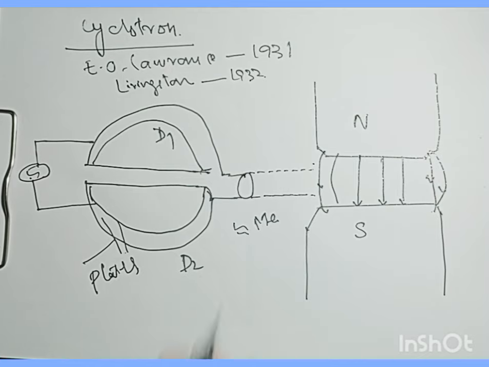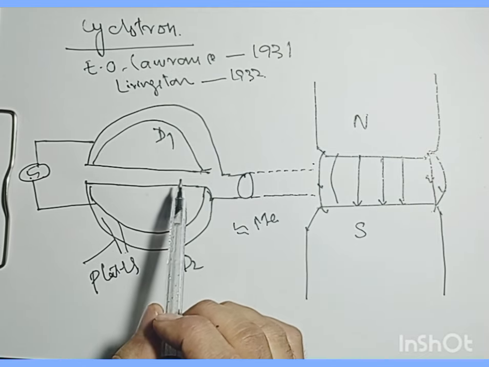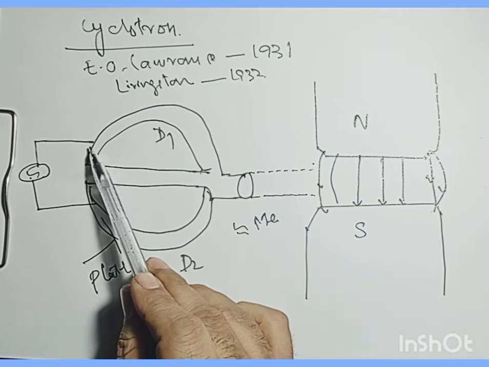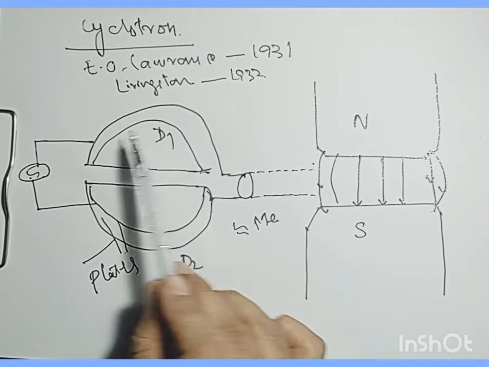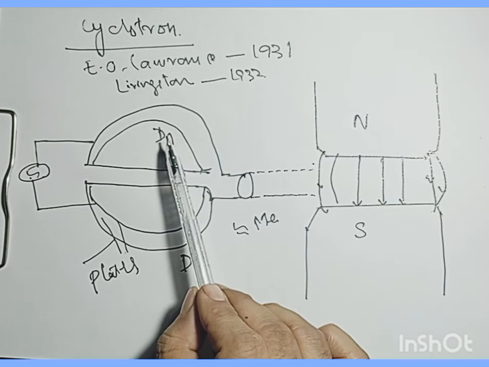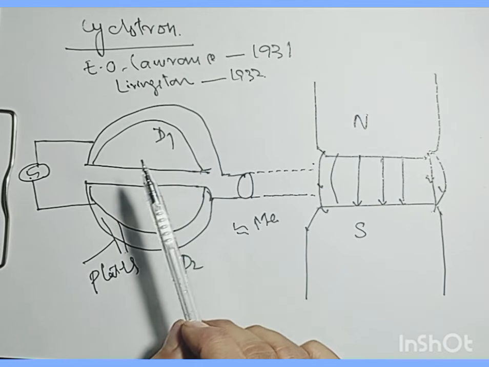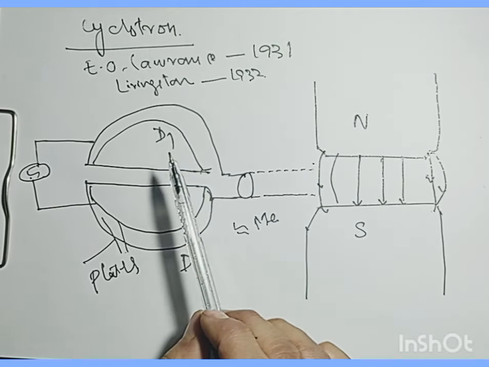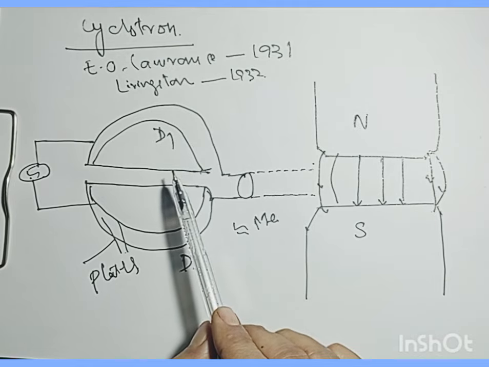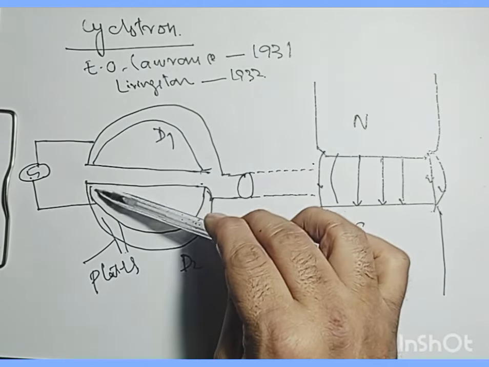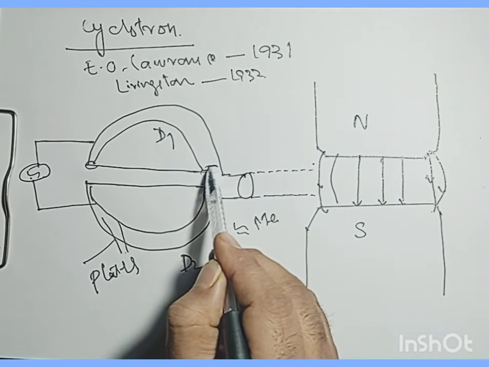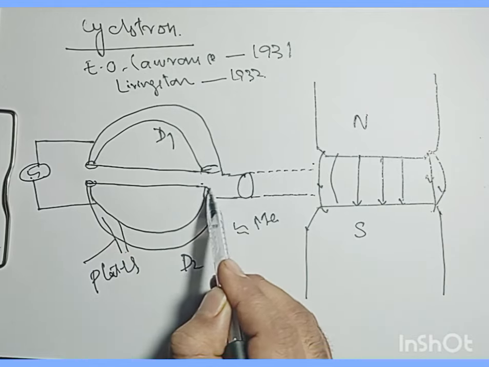Now, in its simplest form, the apparatus consists of two flat semicircular metal boxes. So this is a flat metal box. It's semicircular. We call them Ds, D1 and D2, because their names are a result of their shape, D. So these hollow Ds have their diametric edges parallel and slightly separated from each other. I couldn't make a better diagram, I'm sorry for that. But it certainly does have openings. These Ds have openings.